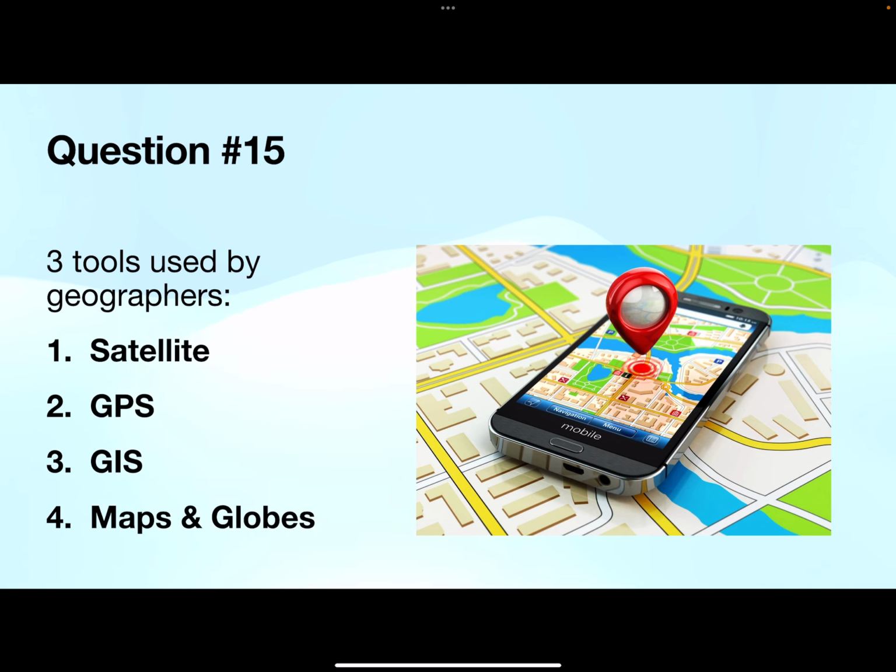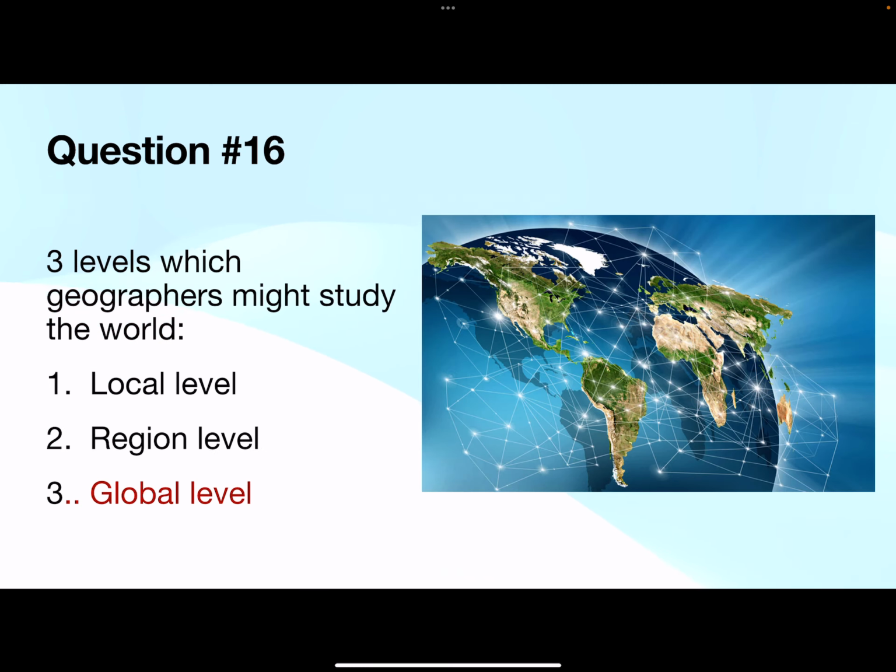Question 15. 3 tools used by geographers. This is something we should have learned in class today. That would be satellite, GPS, GIS, and maps and globes. There were 4 examples there, but you can choose 3 of them. Question 16. The 3 levels which geographers might study the world from. They would be the local level, the region level, and the global level. And the largest level is that global level.